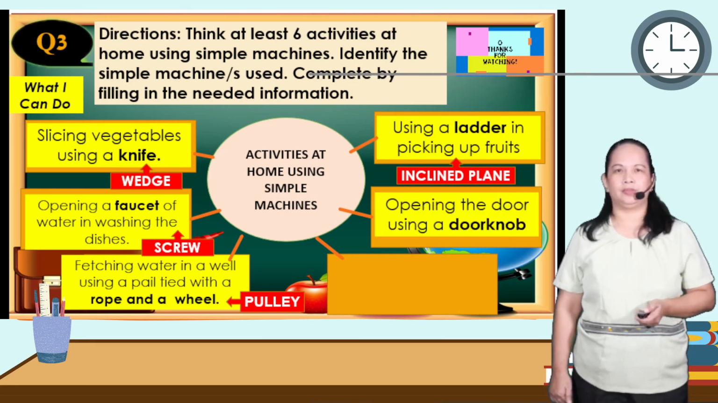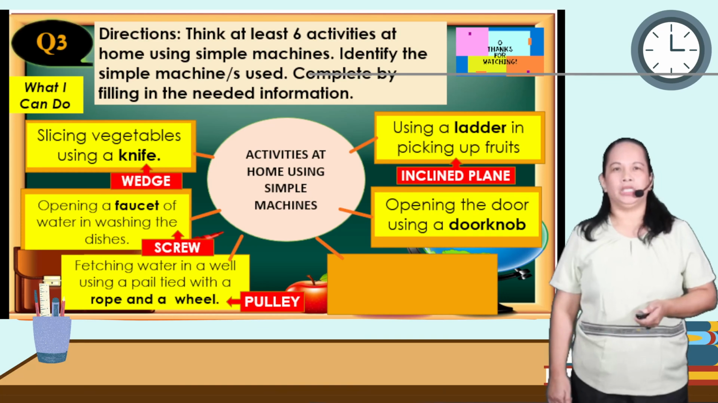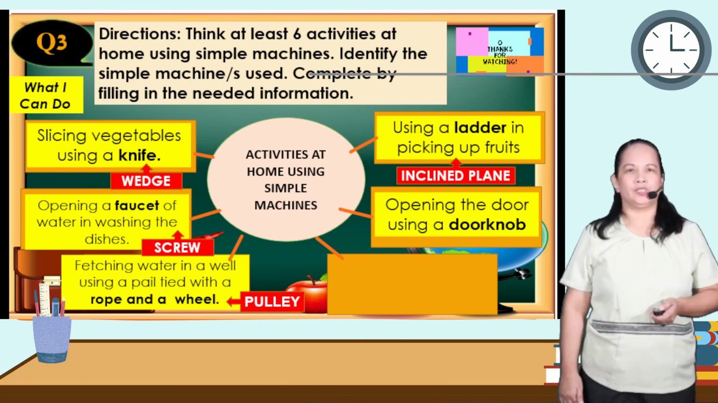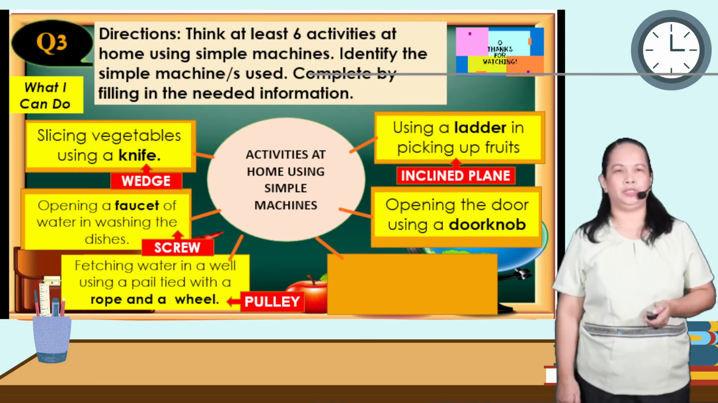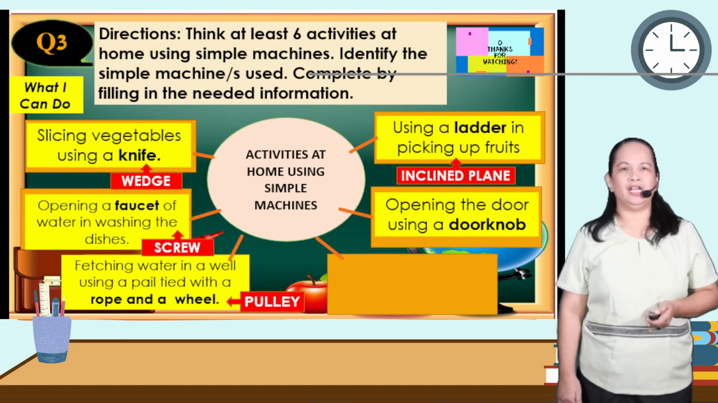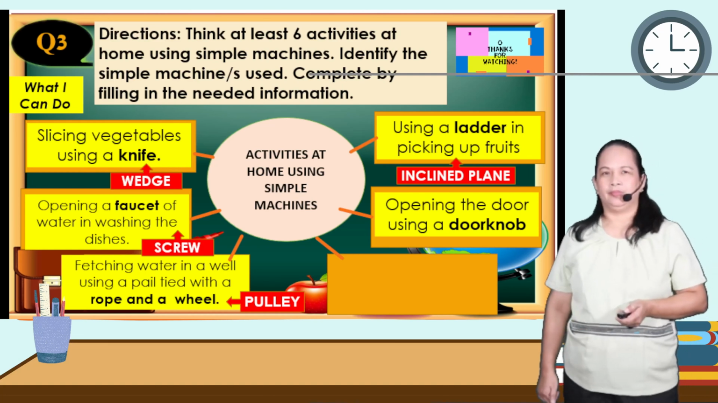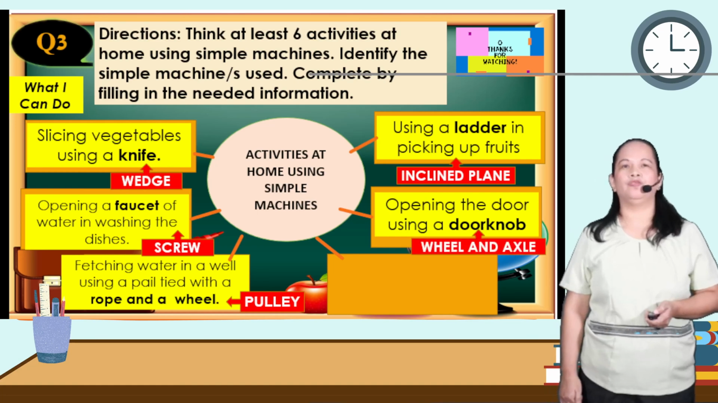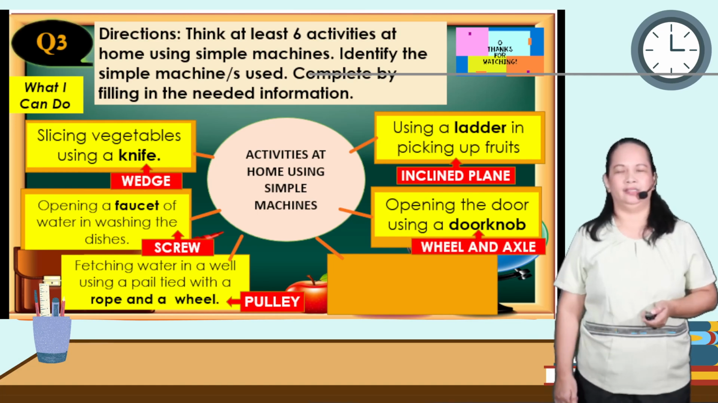Next, opening the door using a doorknob. So what is the tool there or the device used? It is the doorknob. And it is an example of wheel and axle.